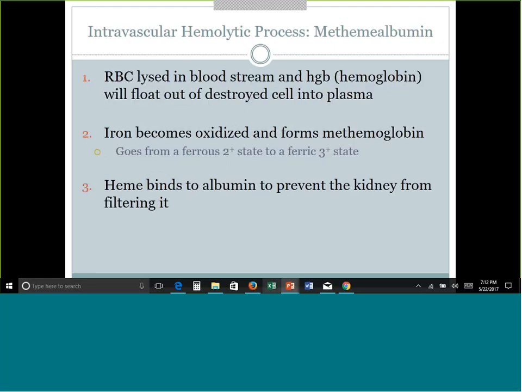And then the third one was albumin, or what you can call methemealbumin. So albumin is going to bind with methemoglobin. So the hemoglobin will have purposely changed its iron state into that ferric Fe 3+ state, where that makes that methemoglobin. We've talked about that in chapter 10.